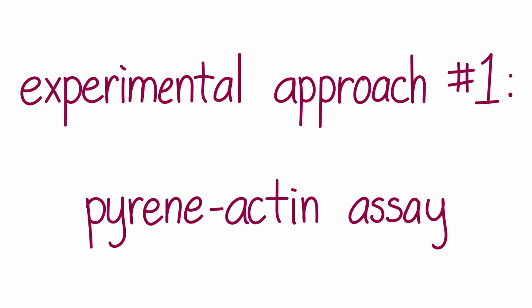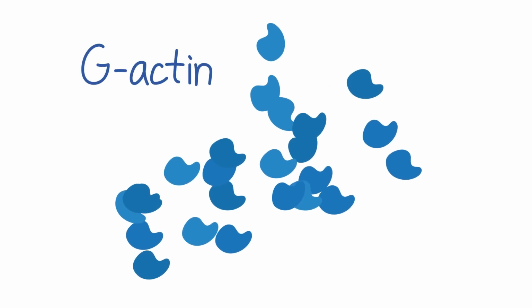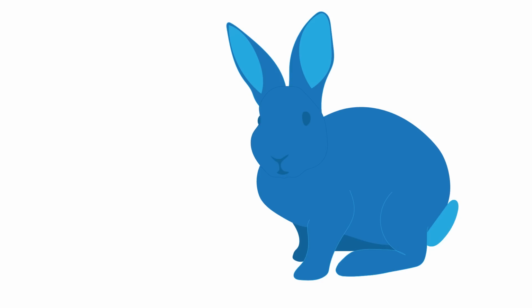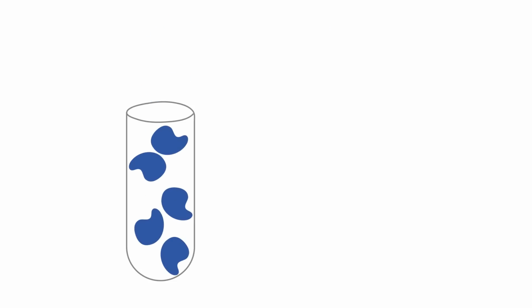Let's review the pyrene-actin assay, which monitors actin polymerization. Remember, actin can exist in a globular form called G-actin, and this G-actin can polymerize into a filamentous form called F-actin. What do you need to assay actin polymerization? First, you need purified G-actin. Researchers often start with rabbit muscle, a tissue that is highly enriched in actin, to purify this protein.